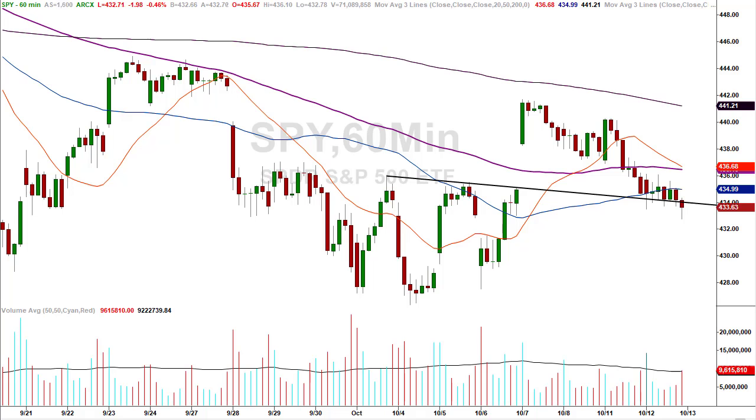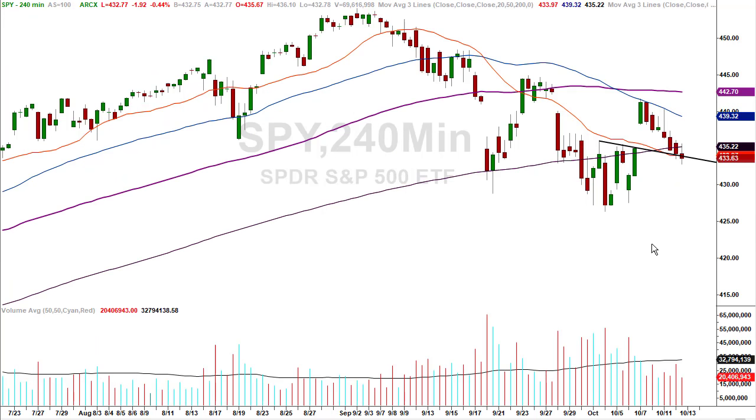Is there an opportunity for a fake out and reversal the other way right after closing below the trend line? And the answer is found on a 240-minute chart. And let me show you something. On this chart, I have reason to believe that the party might not be over yet.